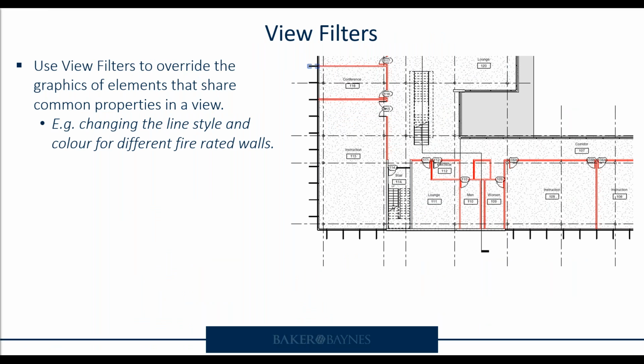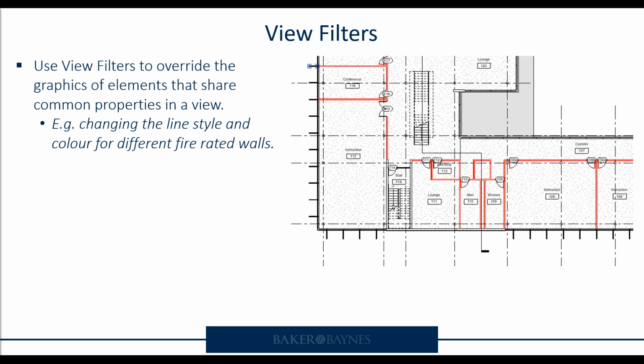Then if we look at view filters, I don't know who of you are familiar or actually working with these, but we know that your visibility graphic settings is your primary method of how you control the visibility or the graphics of elements inside of your Revit model. However, it will only change the graphics of categories in your current view. So with this, you can't override only parts of a category.